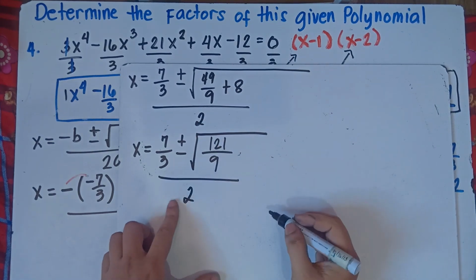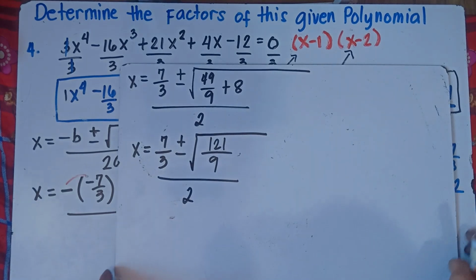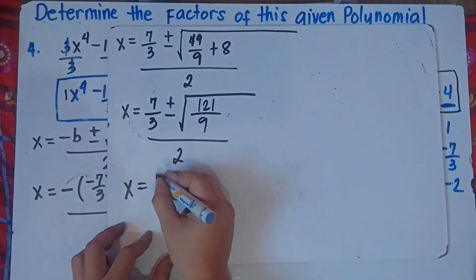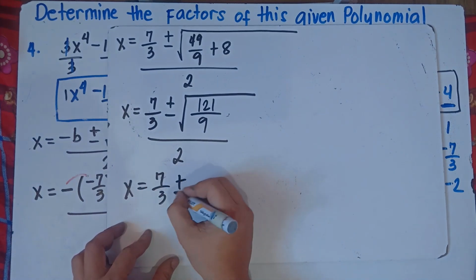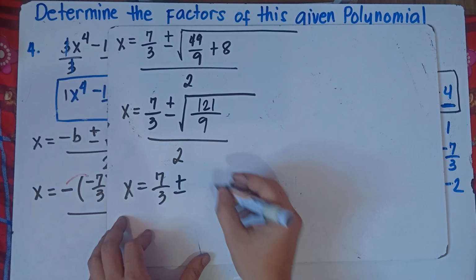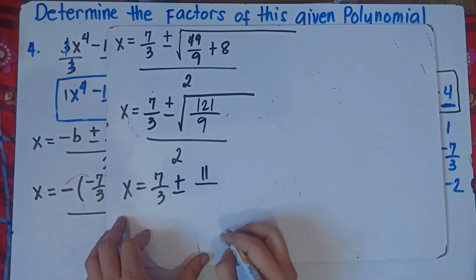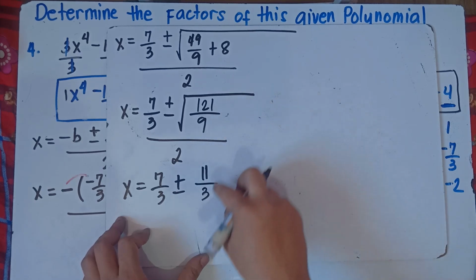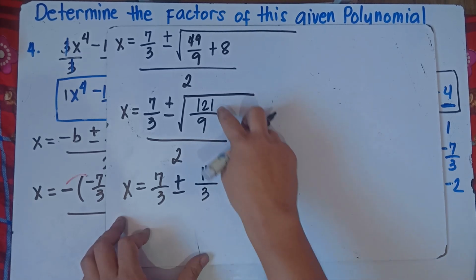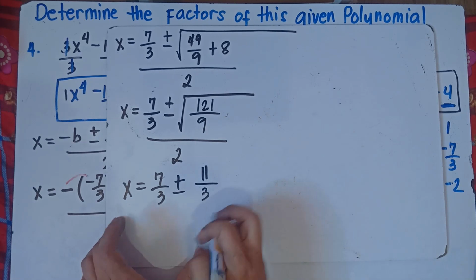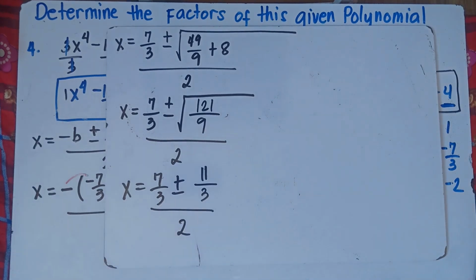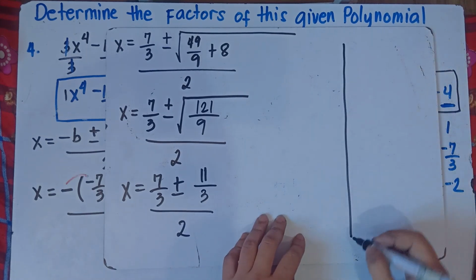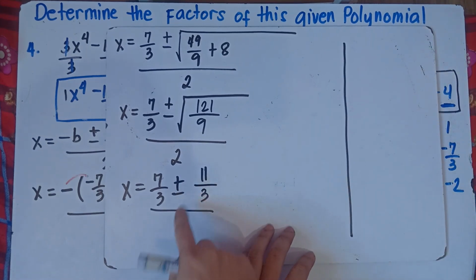So I hope you're still with me, this will be x equals 7 over 3, plus or minus the square root of 121, that's 11, and the square root of 9, that is 3. 11 times 11 is 121, 3 times 3 is 9. So the square root of 121 is 11, the square root of 9 is 3, all over 2. Alright, and then you simplify this one, class. We have two answers, positive and negative.